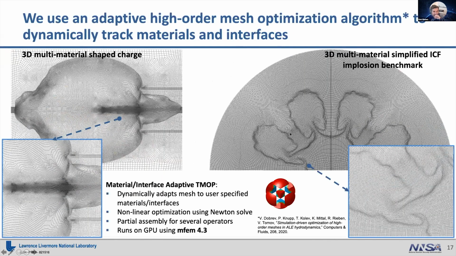In both of these examples, we are utilizing the higher order mesh optimization features of MFEM to dynamically track materials and interfaces. In the example on the left, we're dynamically tracking materials. TMOP enables you to specify regions that you'd like to do r-adaptivity. In the example on the right, we are tracking an interface, so we're moving higher order mesh elements to track the unstable interface. And as of MFEM version 4.3, this runs on the GPU.